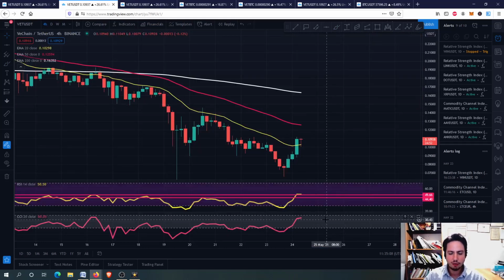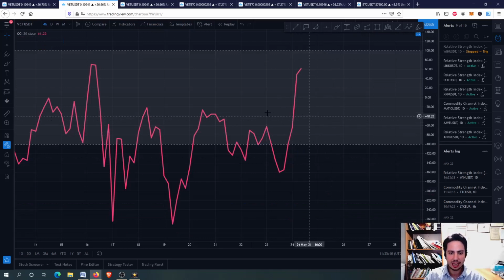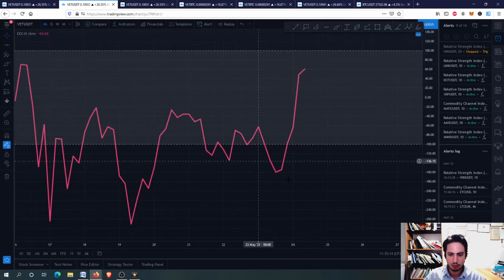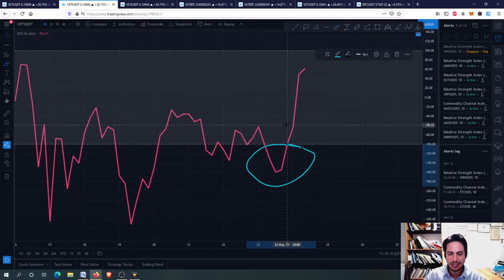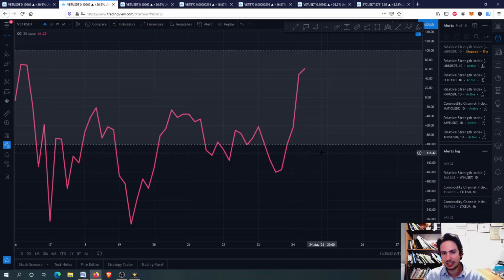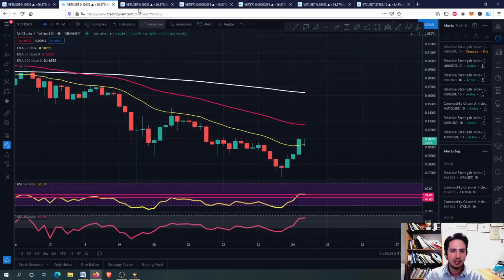So right now for VeChain, for the commodity channel index, the same happens. I like that we were going upwards, and usually when we are below minus 100, guys, when we are below this gray zone, we are having a buying opportunity. But this occurs in every market except when we are having a pretty bearish market like we had some days ago for Bitcoin. And what we need to see now is a swing high. I will explain what I mean right afterwards.